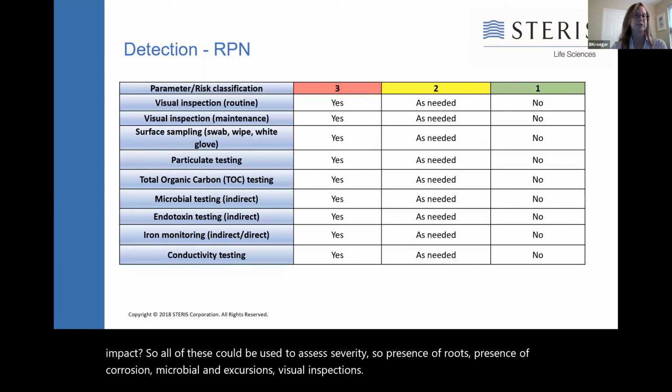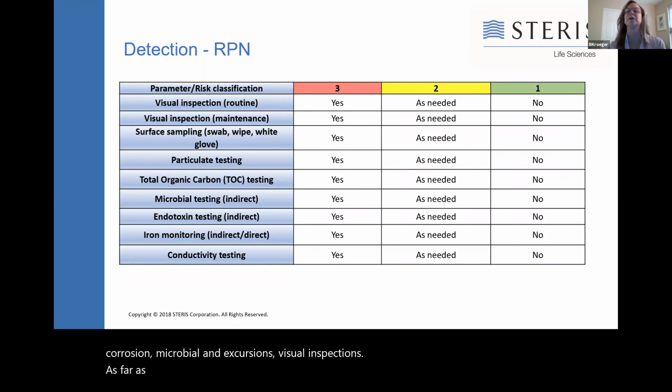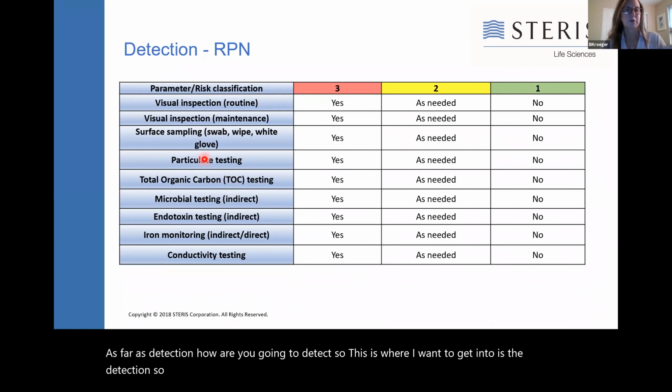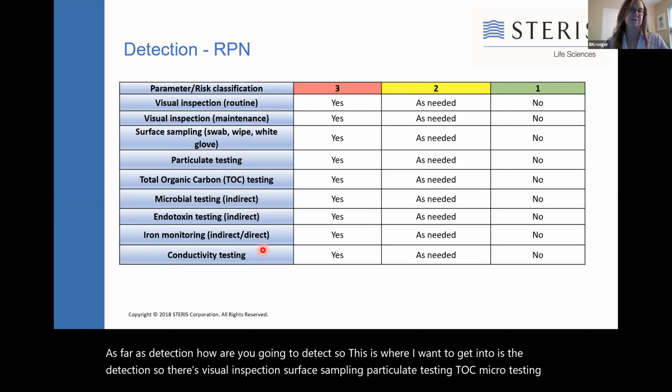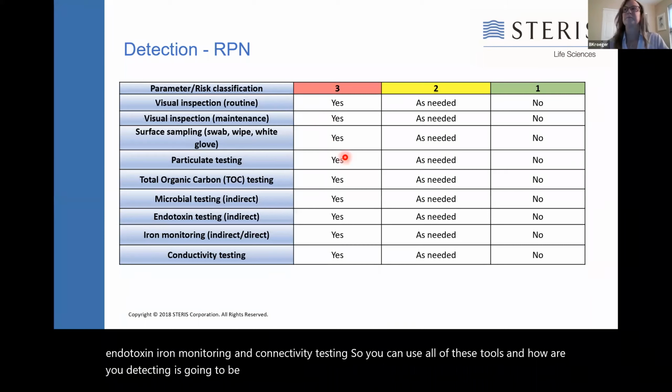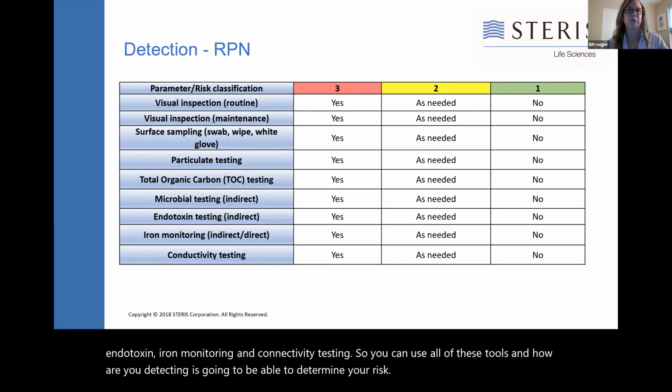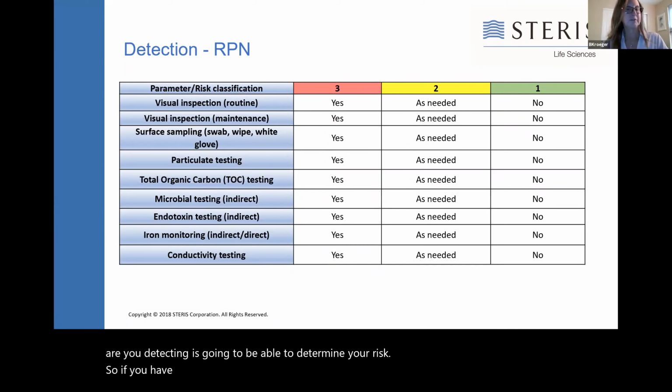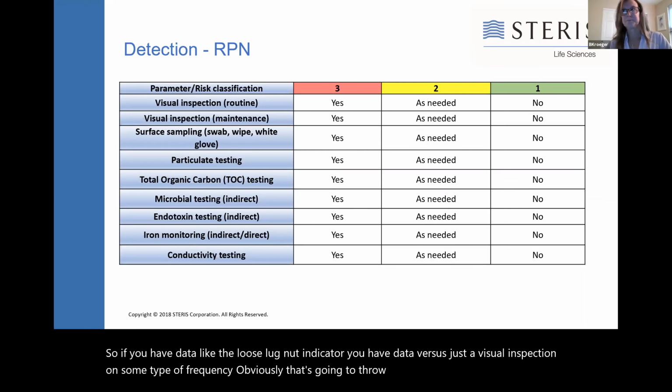As far as detection, how are you going to detect? So this is where I want to get into, is the detection. So there's visual inspection, surface sampling, particulate testing, TOC, micro testing, endotoxin, iron monitoring, and conductivity testing. So you can use all of these tools, and how you are detecting is going to determine your risk. So if you have data, like the loose lug nut indicator, you have data versus just a visual inspection on some type of frequency, obviously that's going to throw it into a lower risk.